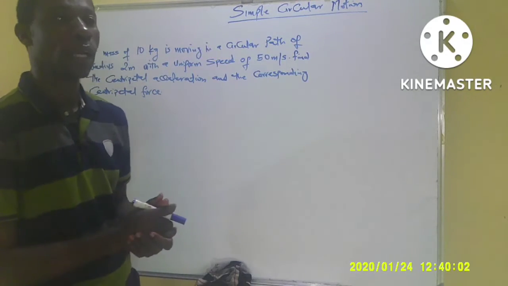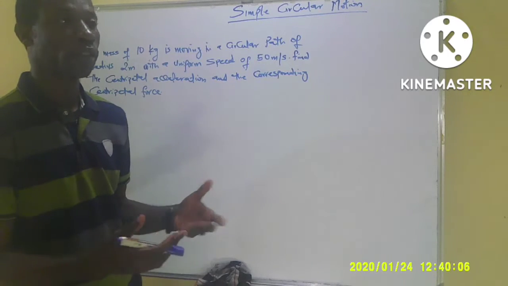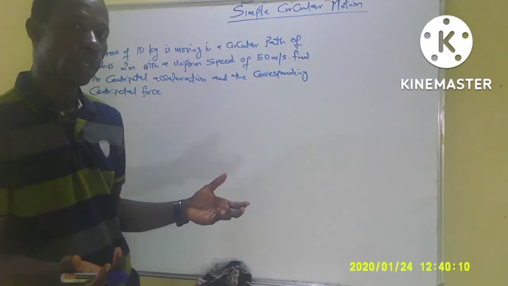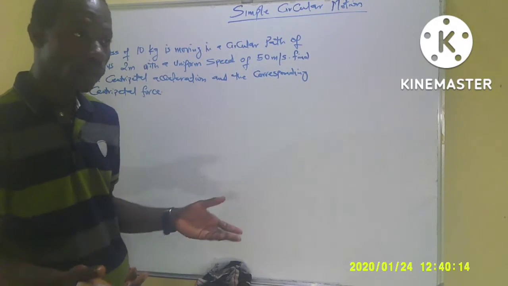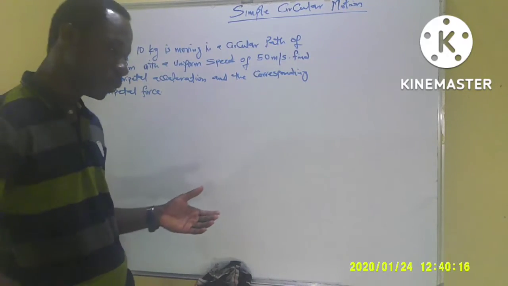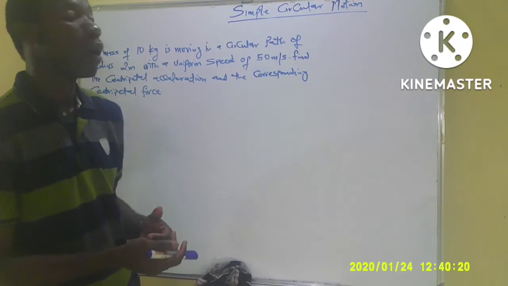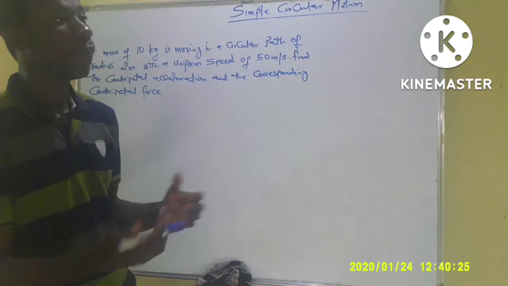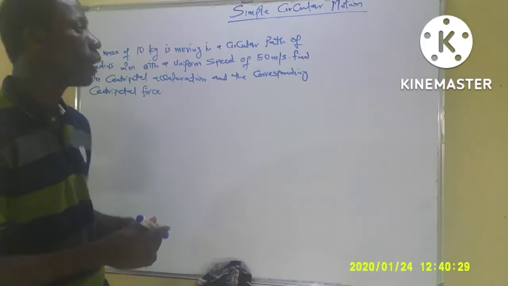Circular motion refers to an object moving in a circular path. That object is exhibiting what? A circular motion. An object moving in a uniform circular path is said to exhibit what we call circular motion. And secondly, we have the parameters that are used in circular motion.